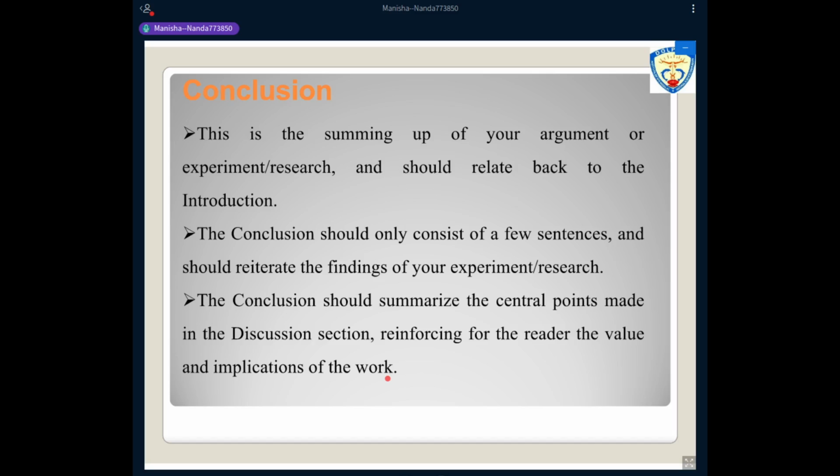Say, for example, if you were conducting a research on effect of temperature on DNA denaturation, then you just have to conclude what did you observe according to the experiments that you have done. So it should not contain, of course, any literature citations or anything. It should be made in your own language and it should contain your own thoughts.